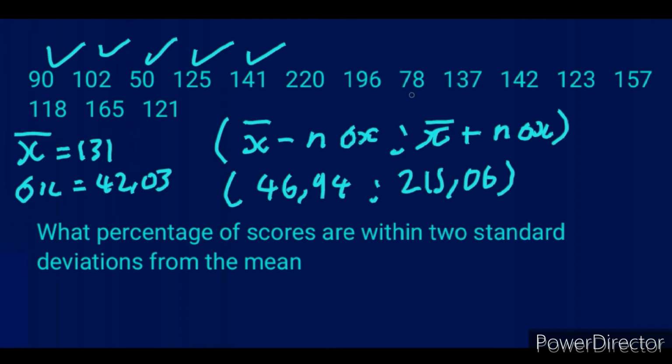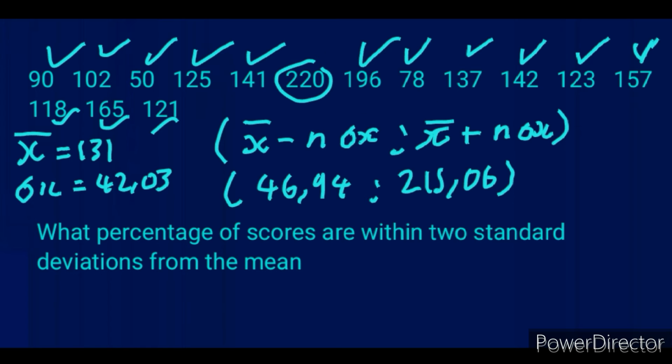What about 196? 196 works. 78 works. What about 137? 137 works. 142 works. 123 works. 157 works. 118 works, and 165 works. 121 works. So literally almost everything. Notice the only score that is not within the range is 220.